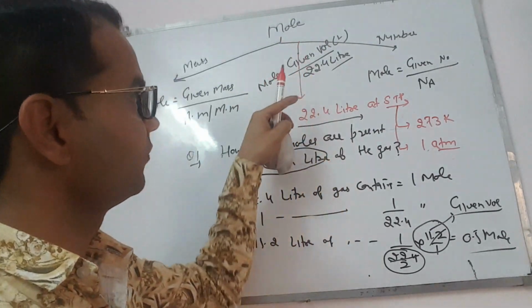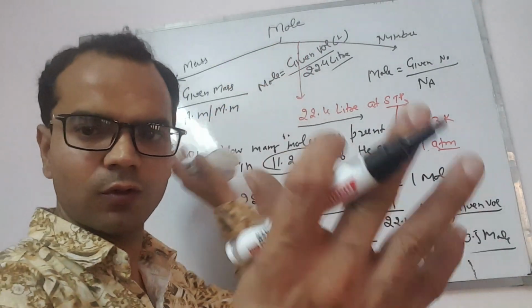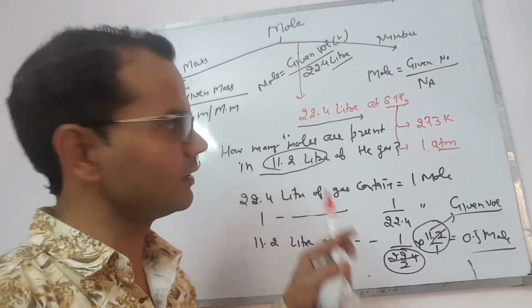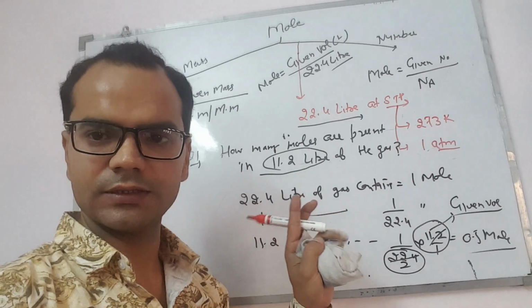Now these are the 3 ways to find out the moles, and all these 3 ways are connected. Let's do some numericals to connect them. Easy.